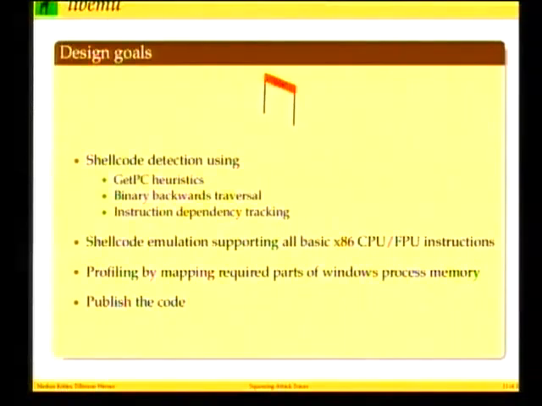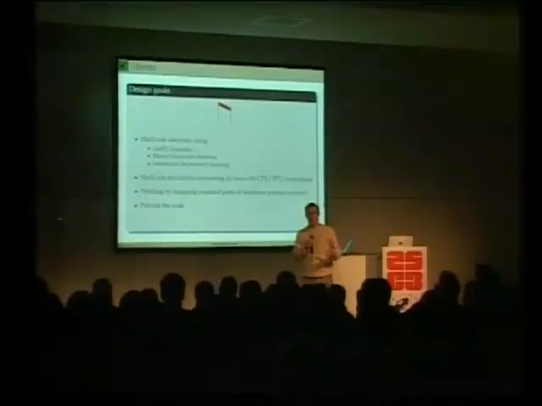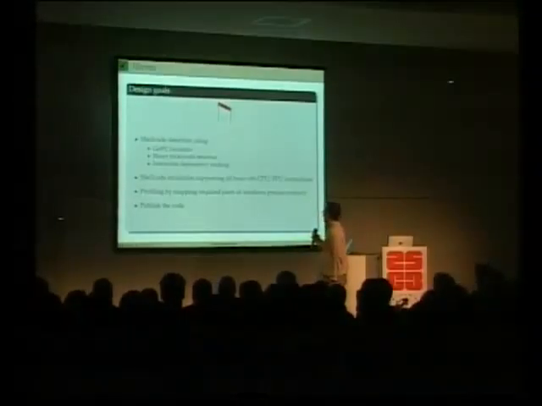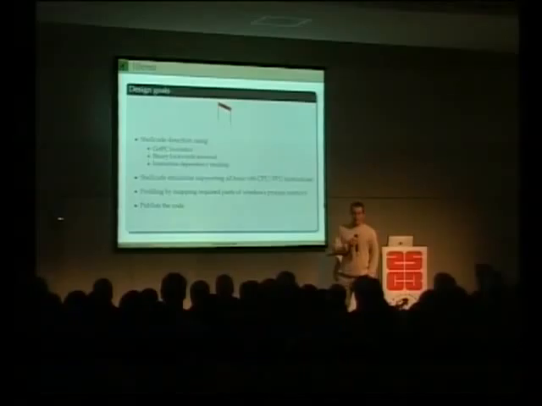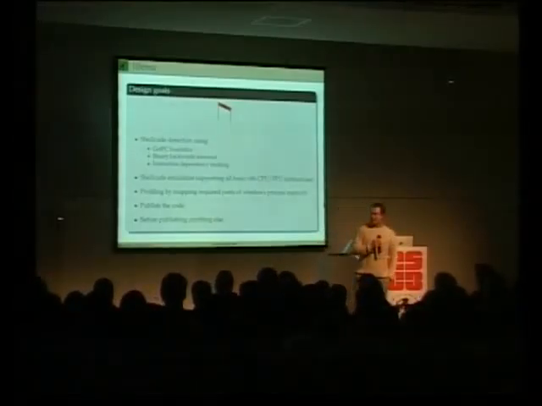We wanted to use the getPC heuristics just mentioned, binary backwards traversal, which I'll explain later, and instruction dependency tracking to detect shellcode. Furthermore, we wanted to allow shellcode emulation. Once we detect it, we might want to execute it and publish the code before publishing anything else.